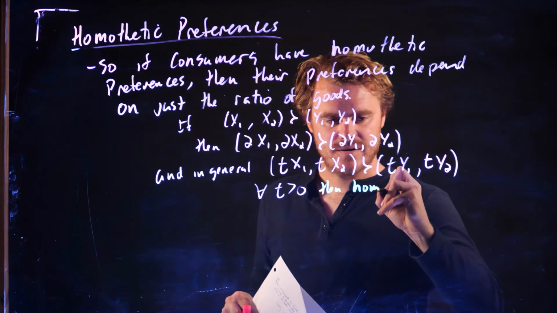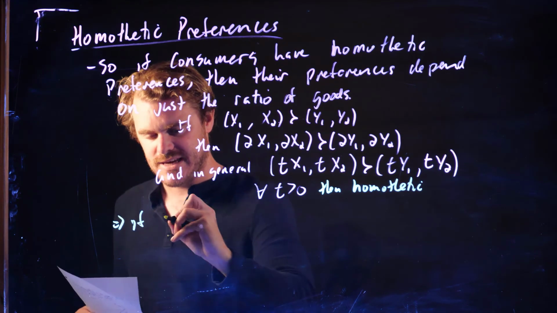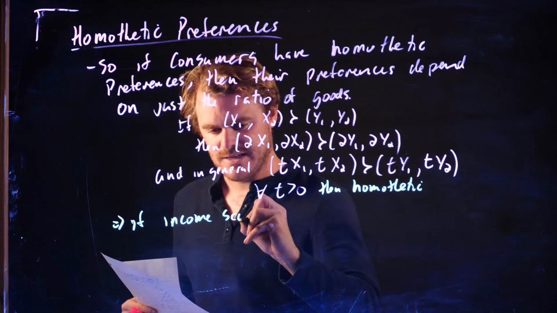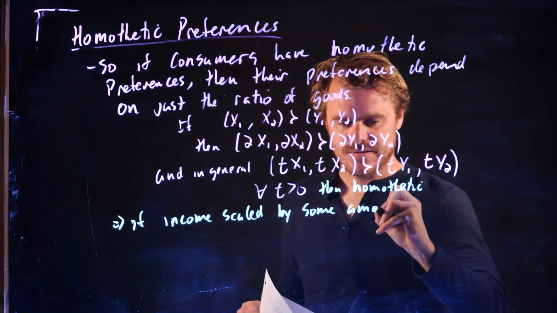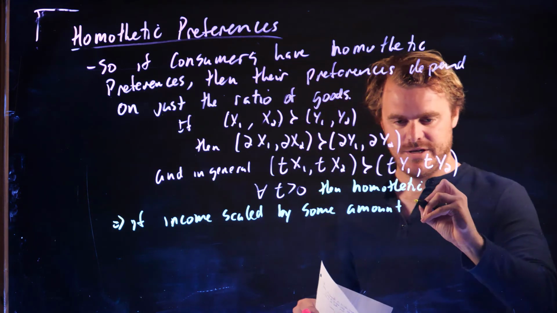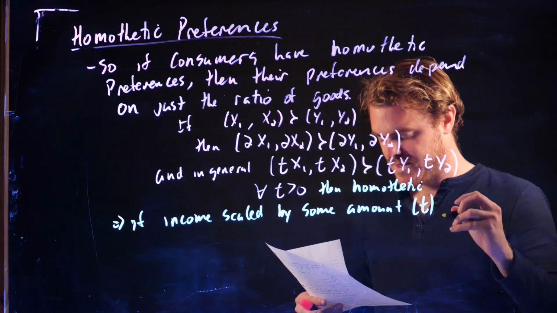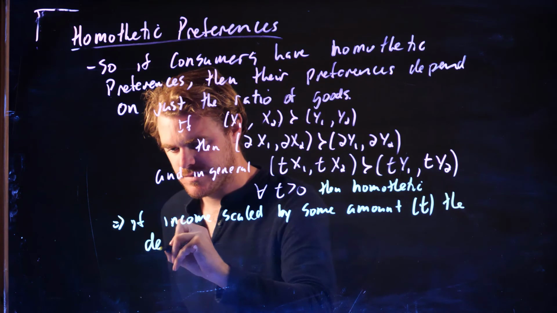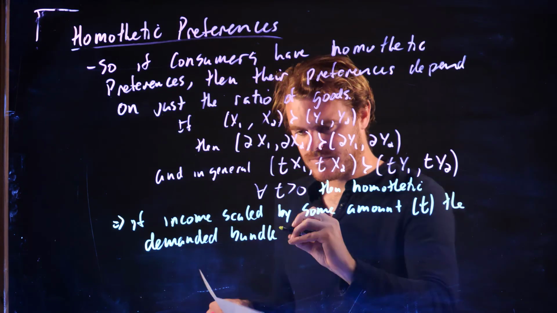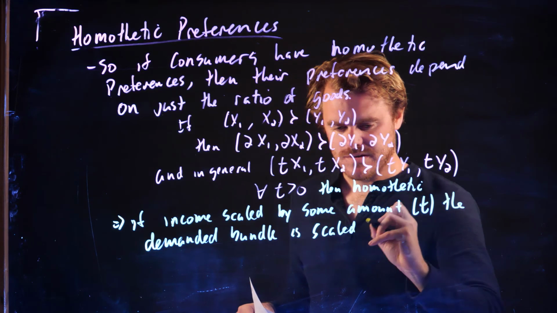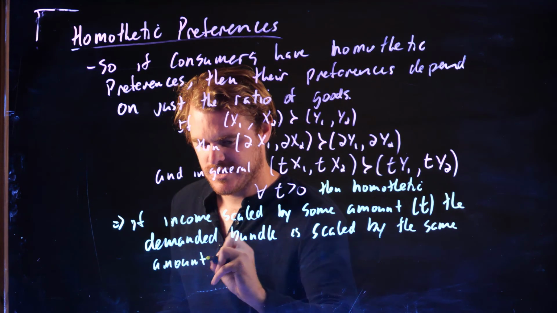Then homothetic. So what I mean by this is if income is scaled by some amount, again, we can call this T, it's not quite the same as this T, the demanded bundle is scaled by the same amount. So that's what homothetic preferences mean.